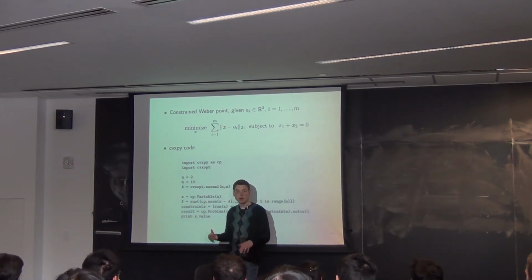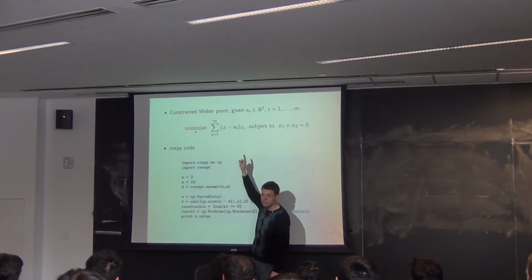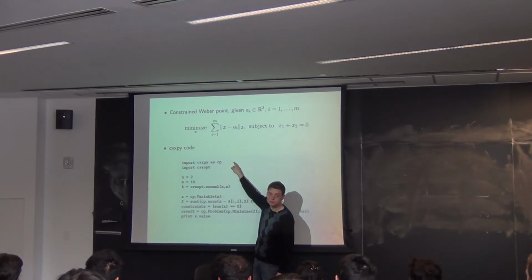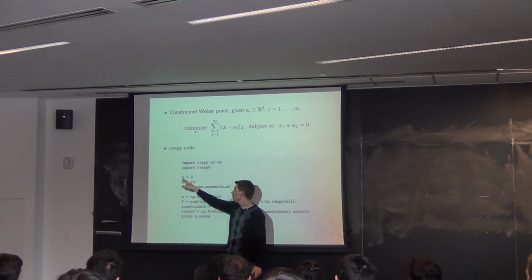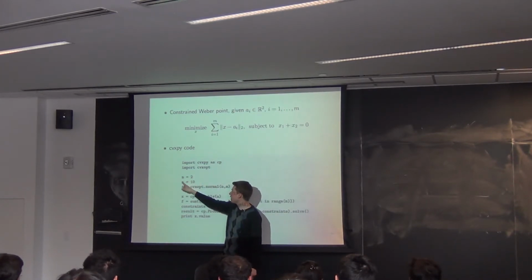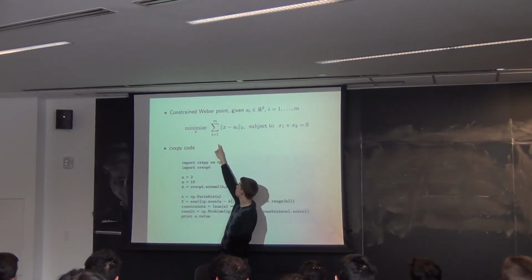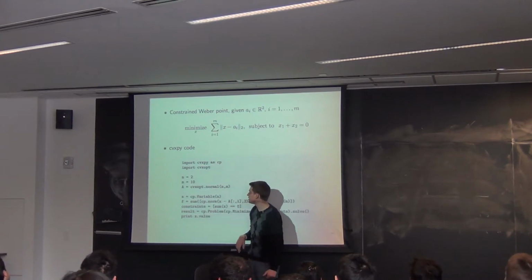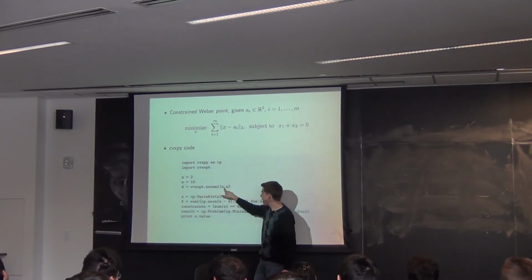Now I'm going to set up my problem. Remember, I have a bunch of points a_i, where each a_i is in R^2. So I'm setting n, the dimension of a, to be equal to 2, and m to be equal to 10. That's the number of points I have here, because it's going to be summing from i equals 1 to m. So n is 2, m is 10. And then I'm going to generate a matrix A that is just n by m.